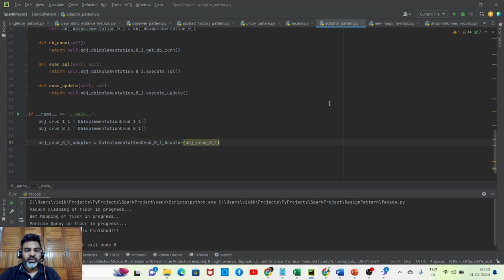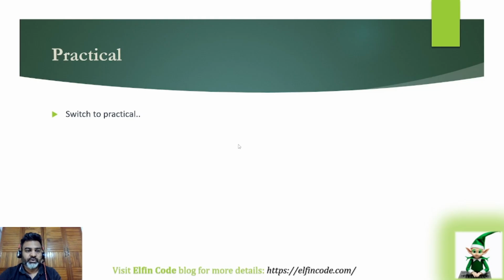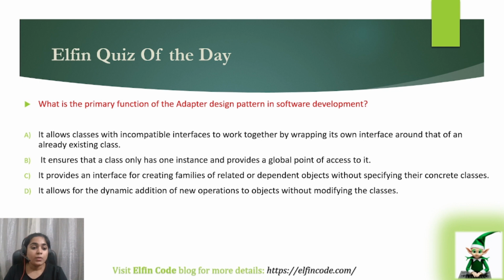Now it is the turn for the quiz. Elfin quiz of the day. What is the primary function of the adapter design pattern in software development? Option A. It allows classes with incompatible interfaces to work together by wrapping its own interface around that of an already existing class. Option B. It ensures that a class only has one instance and provides a global point of access to it. Option C. It provides an interface for creating families of related or dependent objects without specifying their concrete classes. Option D. It allows for the dynamic addition of new operations to objects without modifying the classes. Answer the quiz by replying in the comment section below.